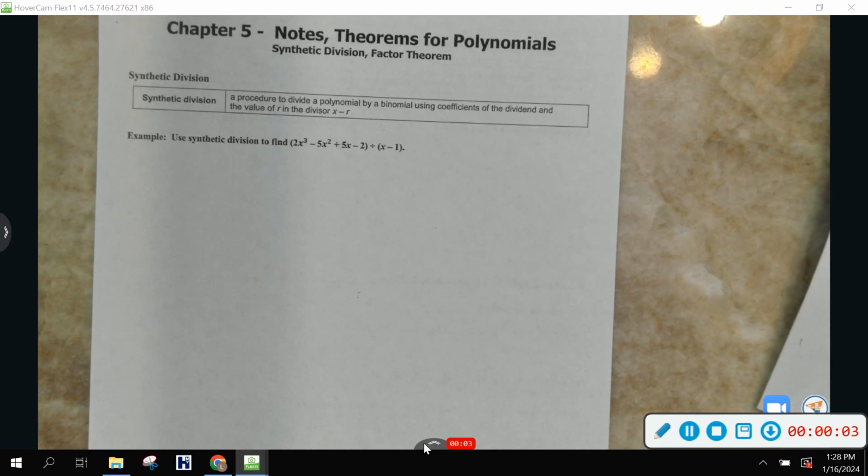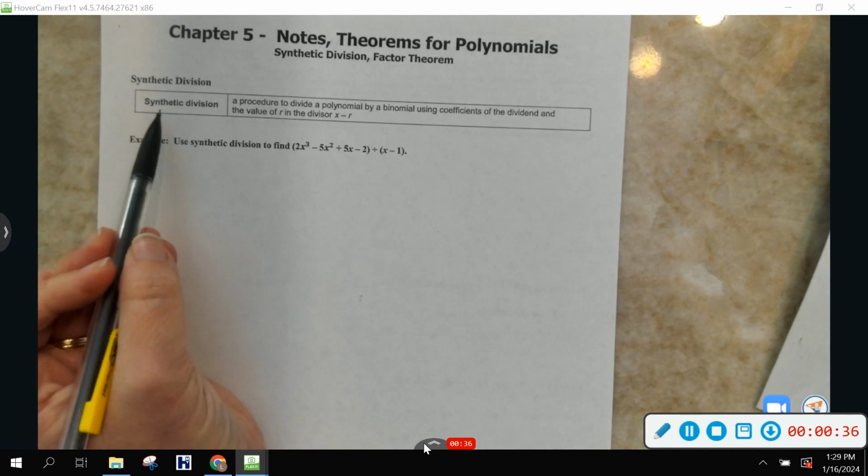All right, today we're going to be looking at filling in a note page where we're going to start to look more in depth at polynomials with something called synthetic division. The definition of synthetic division is written on the page. It says a procedure, so it's a method, a process, to divide a polynomial by a binomial. So again, talking about those math words, to take something that's many terms, dividing it by something that's two terms, using coefficients of the dividend and the value of r in the divisor x minus r.